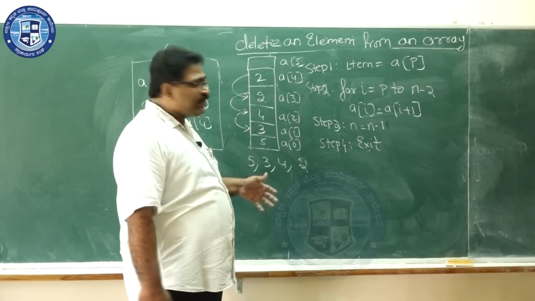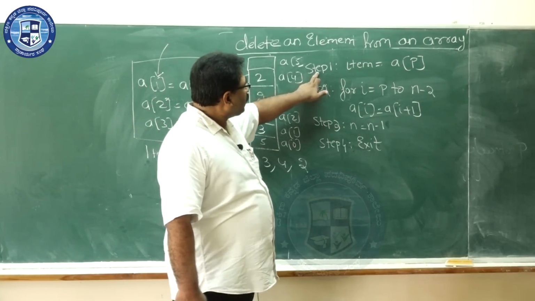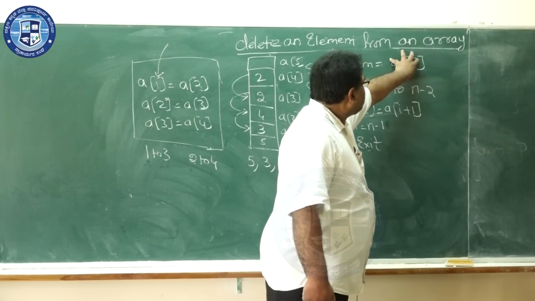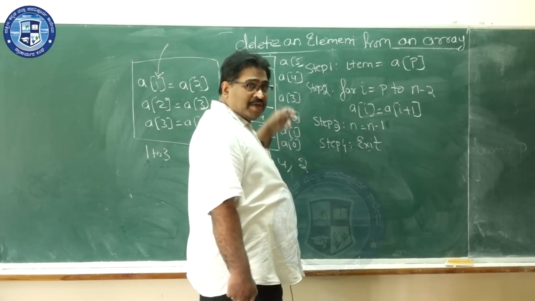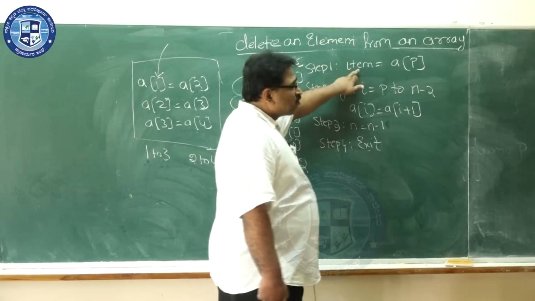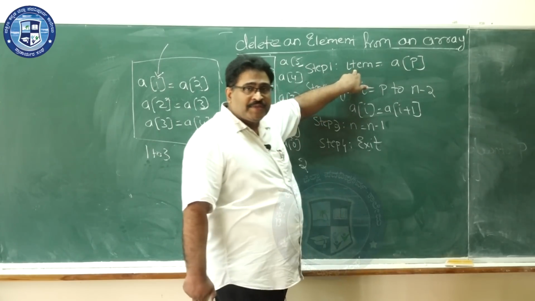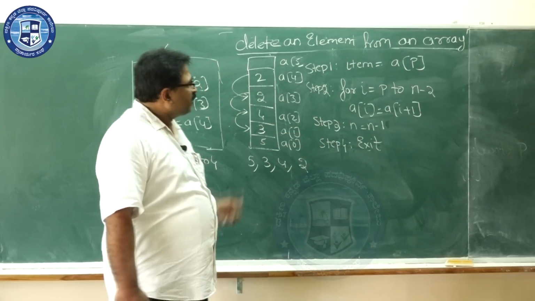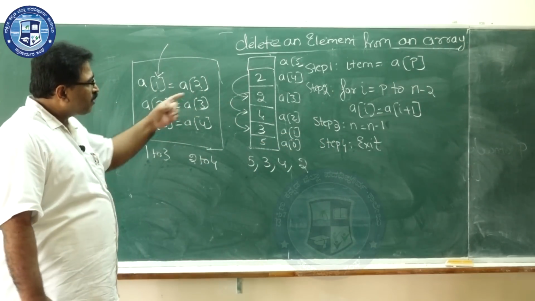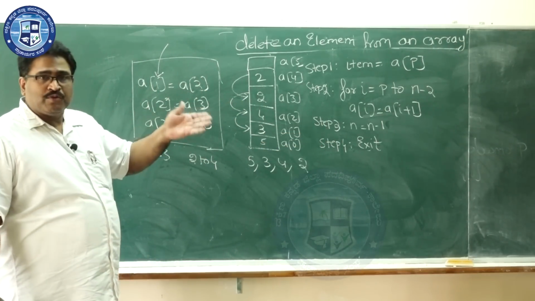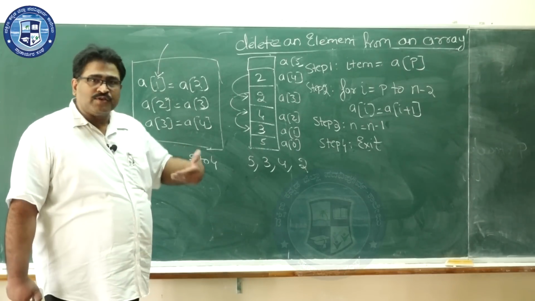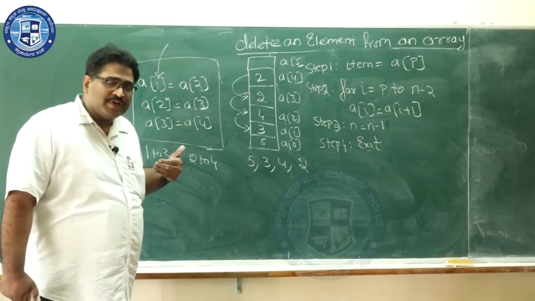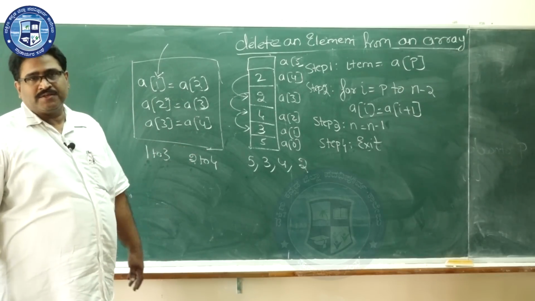But suppose you need it, in that case, you need to have the first step as item is equals to A of P. That means what was there in A of P? A of 1, it was 8. So what you're storing in item is 8. Is that clear? Please go through the algorithm once again. It is item is equals to A of P. Then you have step 2 for I equal to P to n minus 2, A of I is equals to A of I plus 1. And then you're decrementing the number of elements and then you're exiting.